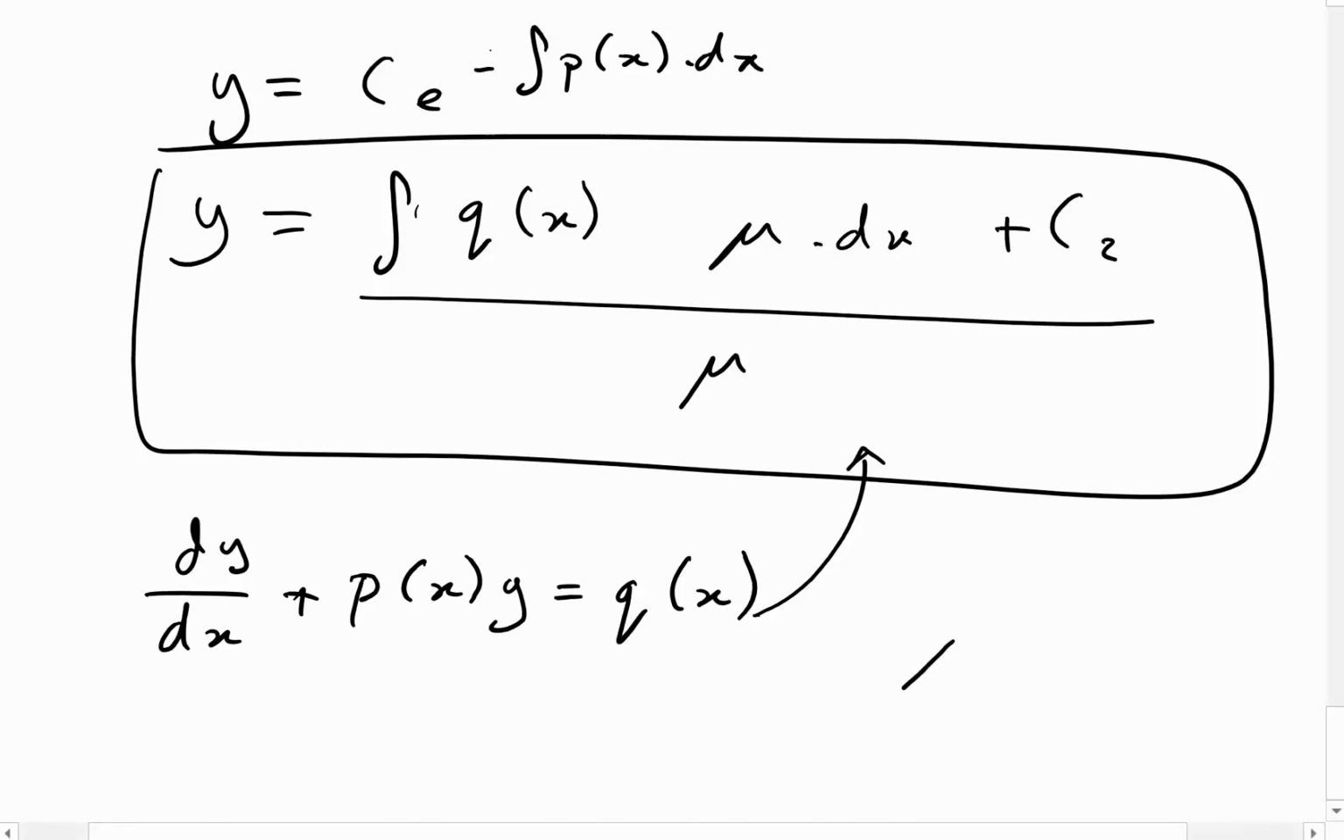So in other words, by letting mu equal e to the integral of p of x dx, with respect to x, that automatically just gets the solution out. So that's the reason why the integrating factor works.